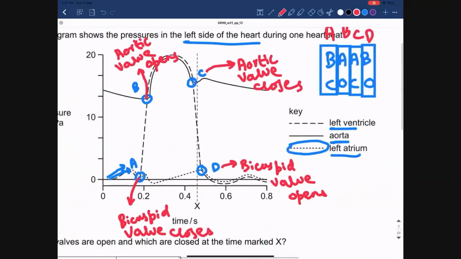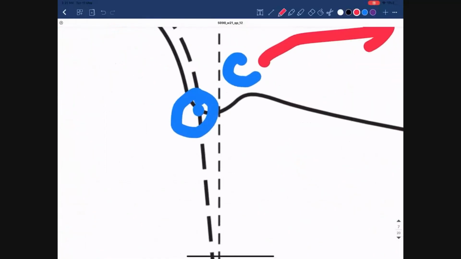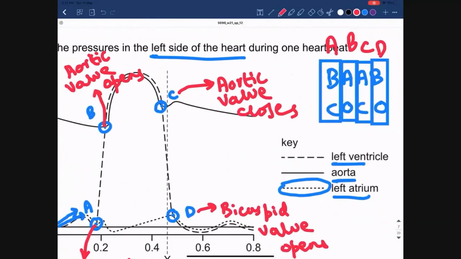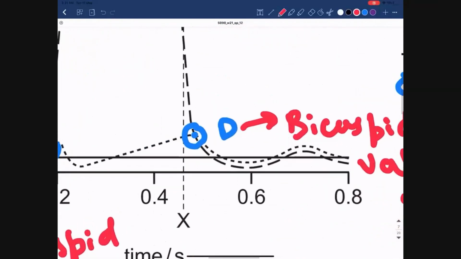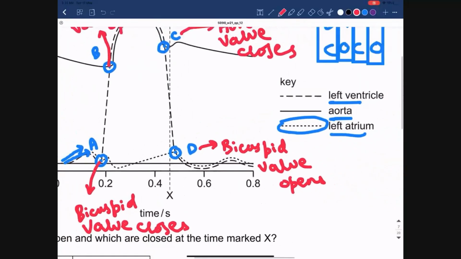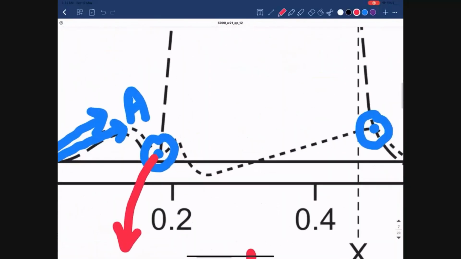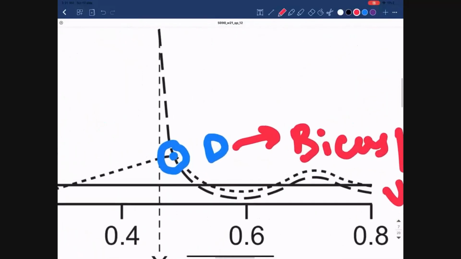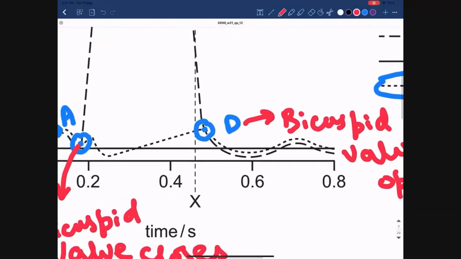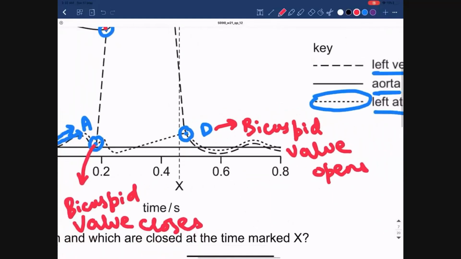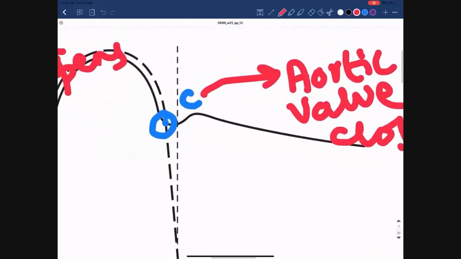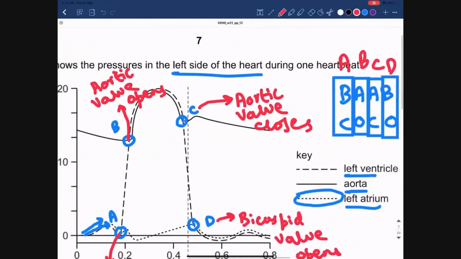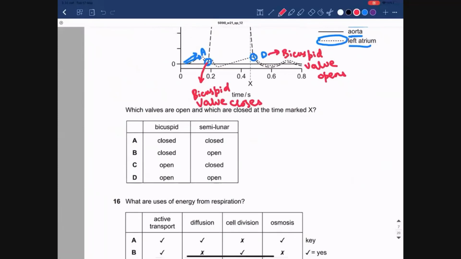Are you getting my point? At C, aortic valve closes. So after C, aortic valve will be closed, right? And at D, bicuspid valve opens. So X is before D. So bicuspid valve must be closed because bicuspid valve was closed at A and now it will open at D. So at X, which is some point before D, bicuspid valve will be closed, and X is some point just after C. It means aortic valve is also closed. So both the valves are closed, and the answer is A.